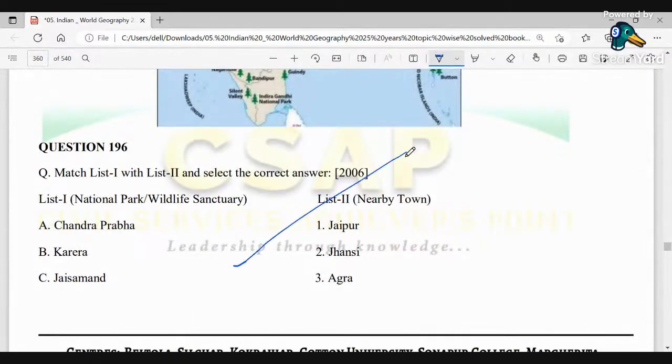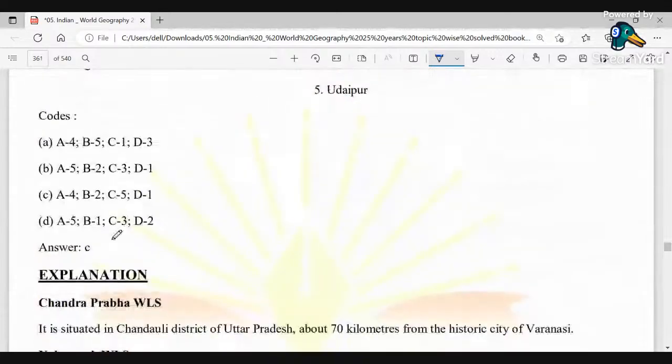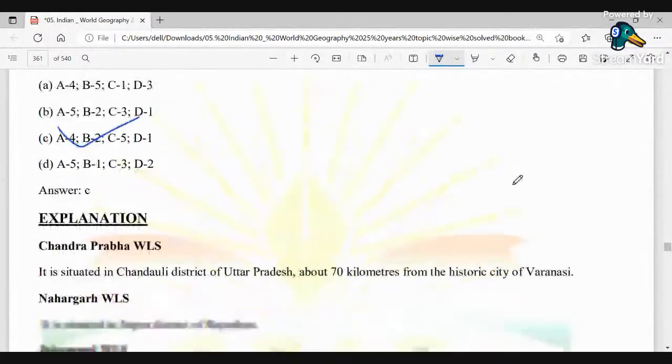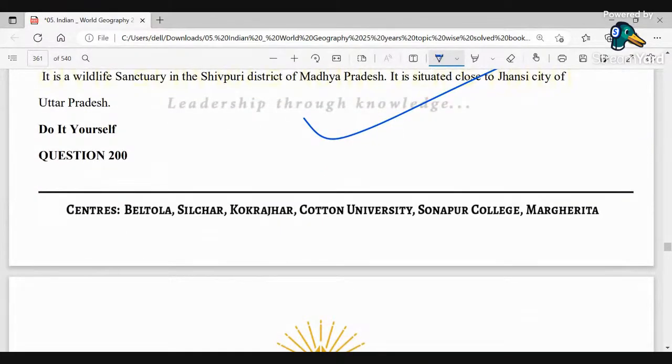So matching list 1 with list 2: Chandraprabha, Karela, Jeshamad. Here the correct answer is C, that is A4, B2, C5, D1. Okay, so you have a list of all these things mentioned over here. Okay.